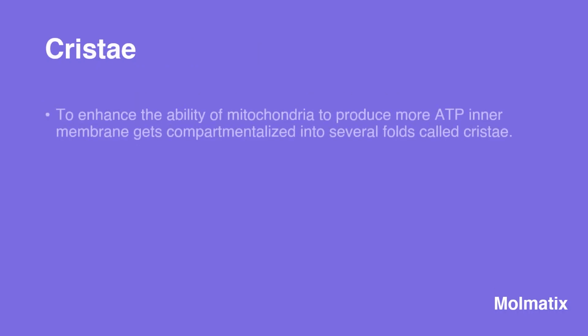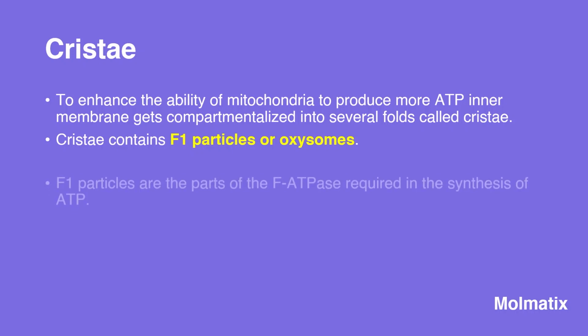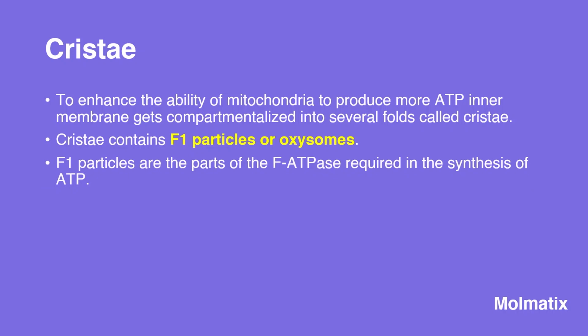Cristae. To enhance the ability of mitochondria to produce more ATP, the inner mitochondrial membrane gets compartmentalized into several pods known as cristae. Cristae contain F1 particles or oxysomes. Oxysomes are the components of the enzyme F ATPase.